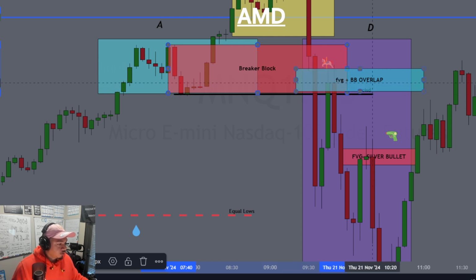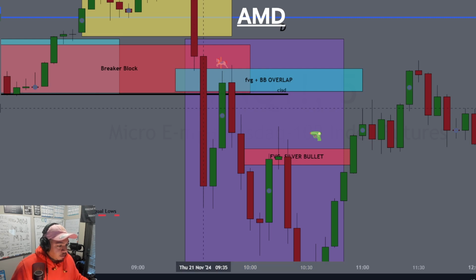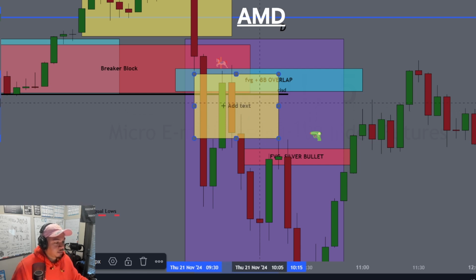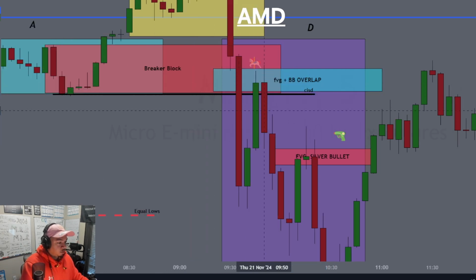And then over here, as you can see, once we broke down, we're looking for an overlap. So breaker block overlap with a fair value gap. So a fair value gap, all right, is the gap between the previous candle's low and the next candle's high. So technically, this entire area right here is a fair value gap. But I'm not going to be marking up that entire area because I'm looking for the area that overlaps with the breaker block. Okay, that's what I'm looking for in a unicorn trade.